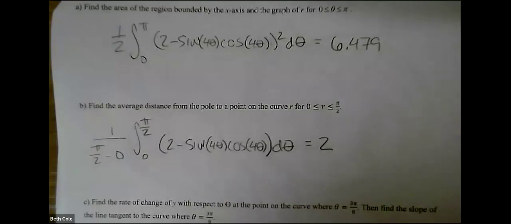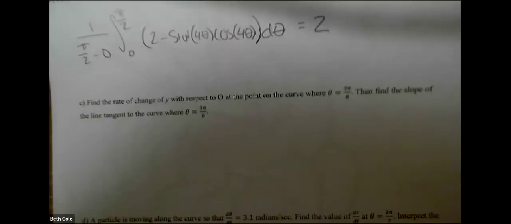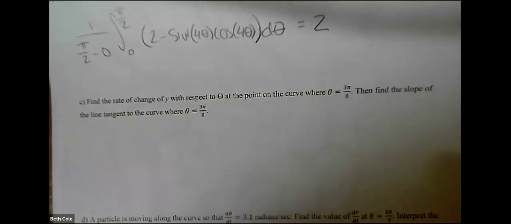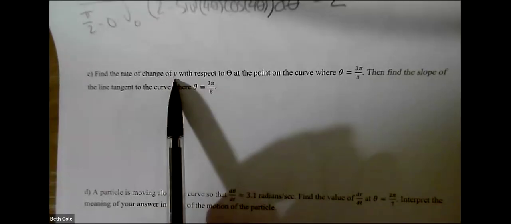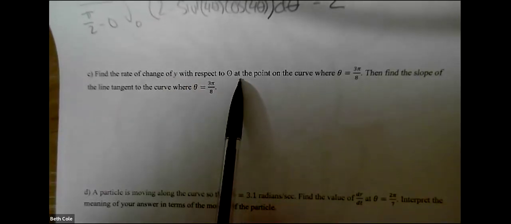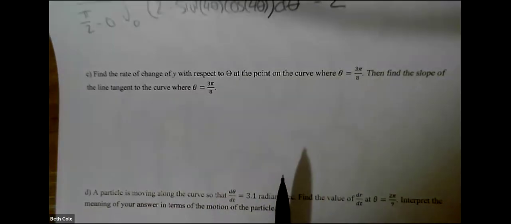All right, letter C. Find the rate of change of y with respect to theta at the point 3 pi over 8. Then, okay, you know what? Let me not deal with the then right now. We're going to do one thing at a time. So we want dy d theta at 3 pi over 8.